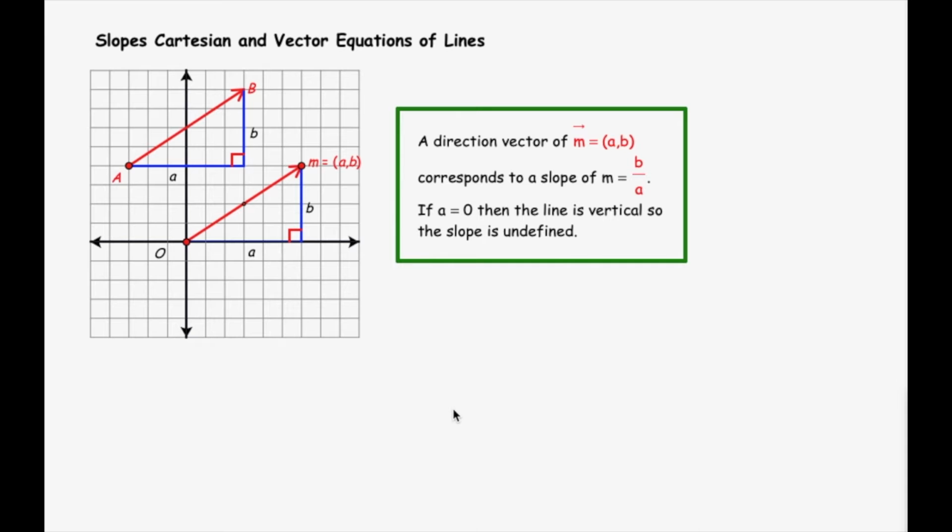Now, summarizing, if we have a direction vector of a line being a comma b, then we know that corresponds to a slope of b over a. If a is 0, then the line's vertical. The slope would be undefined, but the nice thing about the vector equation of a line is that the direction vector can still be defined. When the slope of a line is undefined, we would have 0, comma 1. So 0, comma 1 would be right here. So you can see this would be the y-axis vector, thus giving us the vertical line.